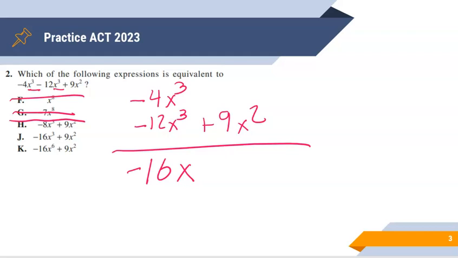16 in them. And I'm going to leave the power gone for right now because you notice these 2 pieces are the same except for the power of x. We need to remember when we're adding things, the power stays the same. So the answer should be letter J.